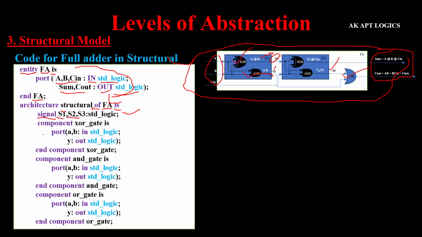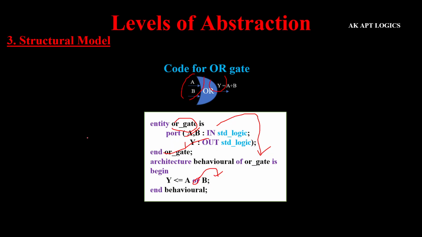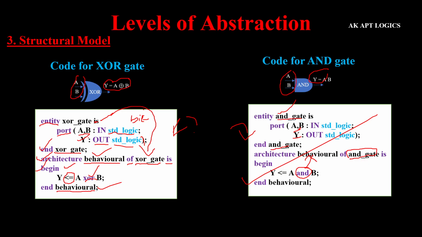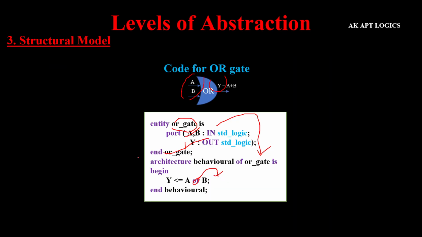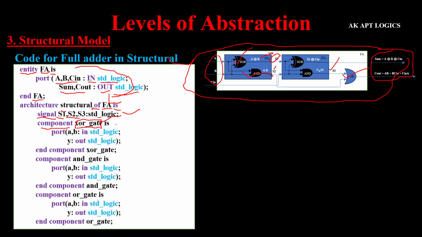For that we need to use component. Component XOR gate. You need to use this name only. Why? Because in the previous slide I have used XOR underscore gate for the XOR gate, so this particular name only you need to use in this code.